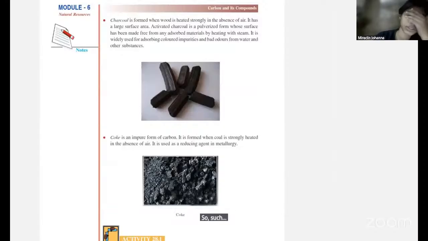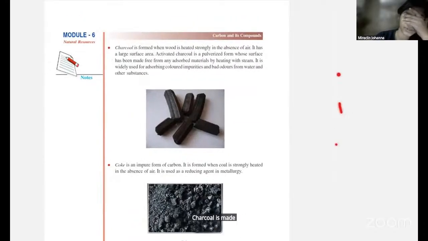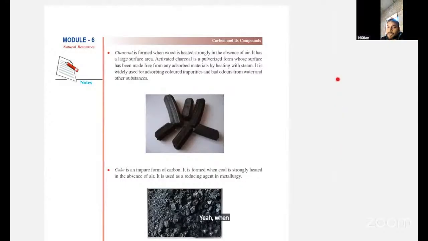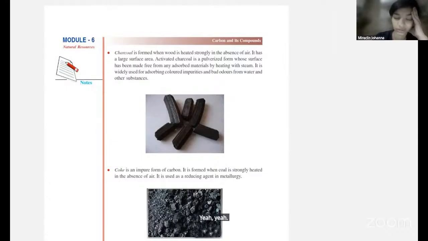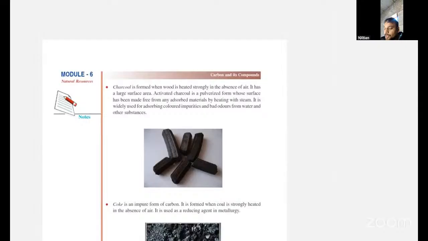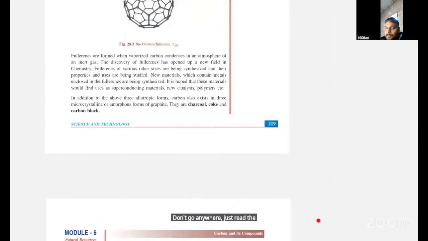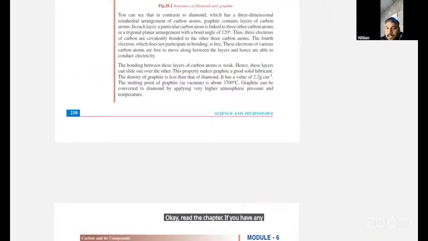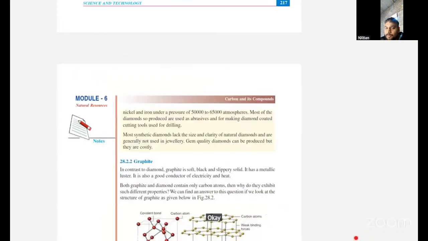Charcoal is made by absence of air, isn't it? Yeah, when wood is burned in the absence of air. Don't go anywhere. Just read the chapter. I'm giving you 3 minutes. Read the chapter. If you have any problem, ask me. Otherwise we'll move forward.